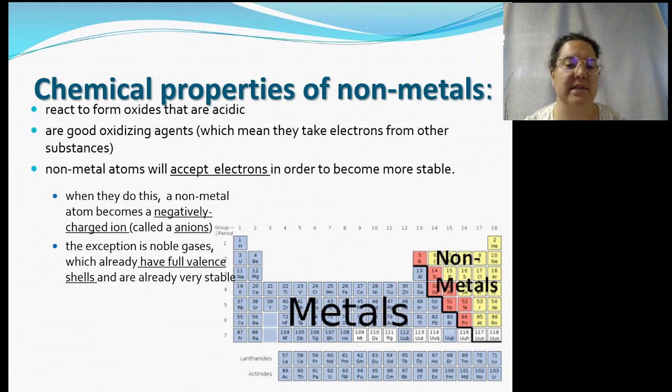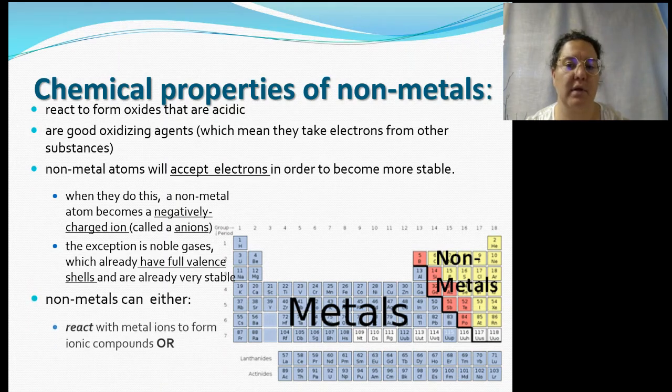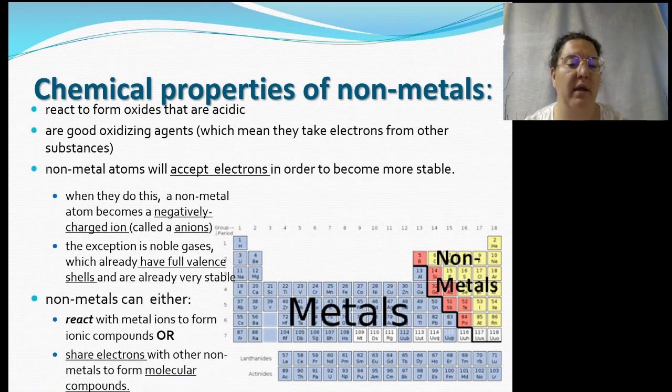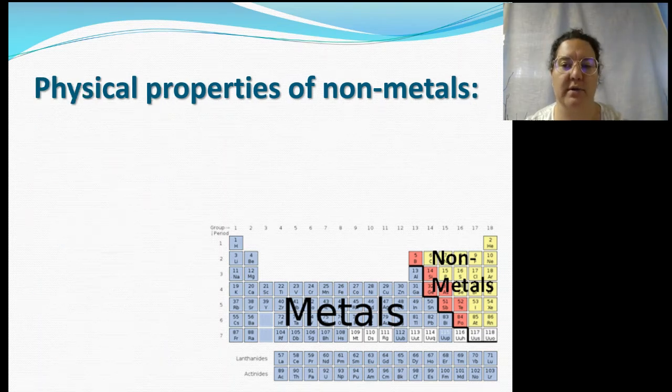The exception to this is the nonmetal noble gases, because they already have a very full valence level, so they're very stable. So nonmetals can either react with metal ions to form ionic compounds, or they can share electrons with other nonmetals to form molecular compounds with a covalent bond.